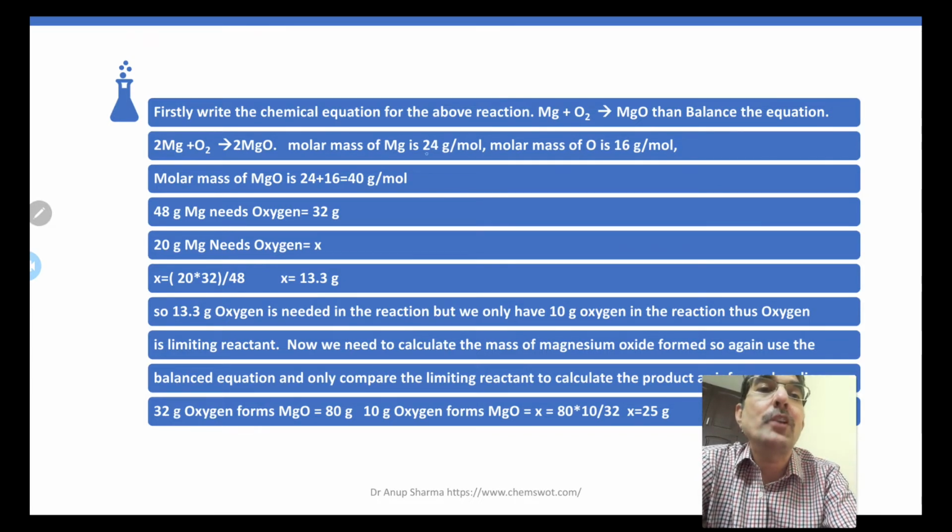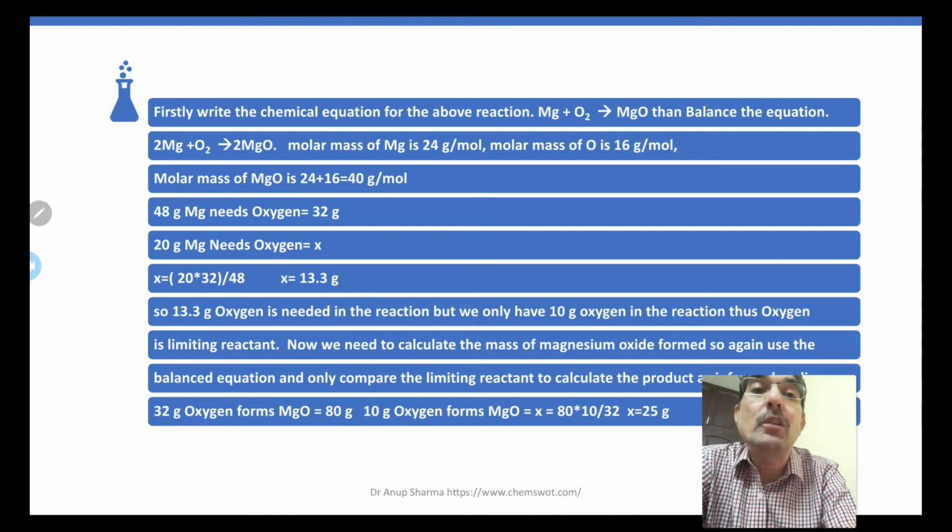Now the molar mass of magnesium is 24, again from the periodic table, and the molar mass of oxygen is 16, which we again get from the periodic table. So the molar mass of MgO we have just calculated, 24 plus 16, is 40 gram per mole. 48 gram magnesium needs oxygen equal to 32. How do we say that? Because 2 times magnesium, 24 times 2, is 48. 48 gram magnesium needs 32 here, because O2, 16 times 2, is 32. So 48 gram magnesium needs 32 gram oxygen.